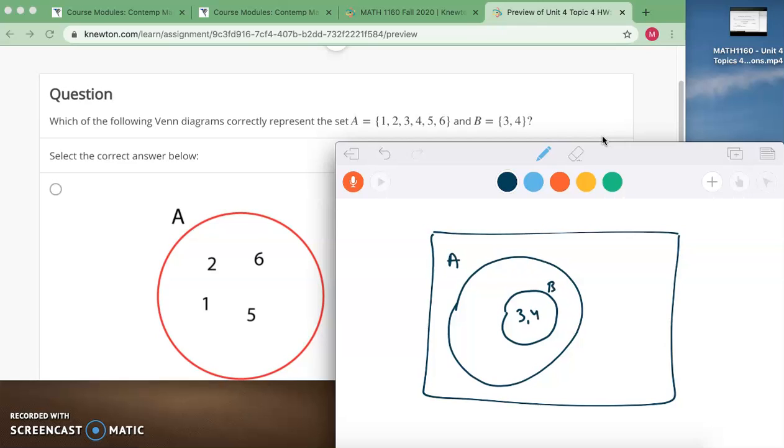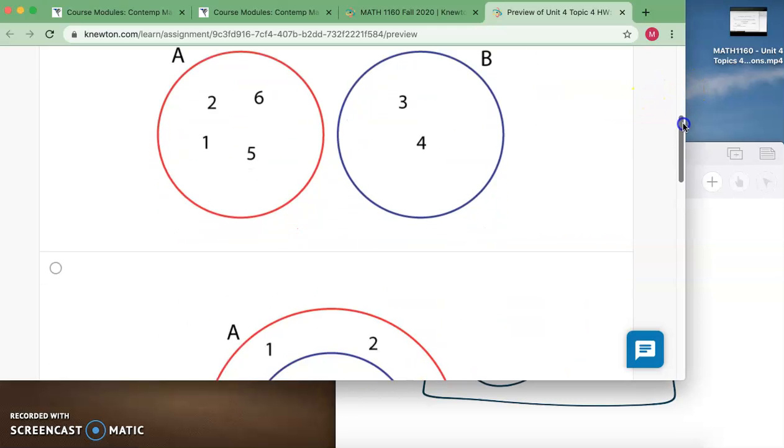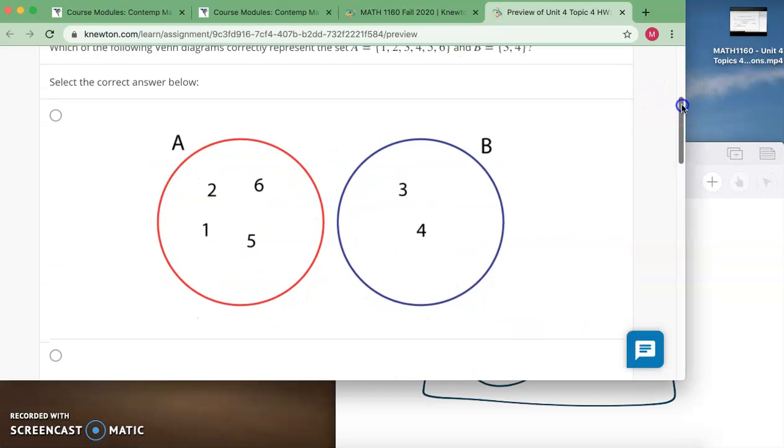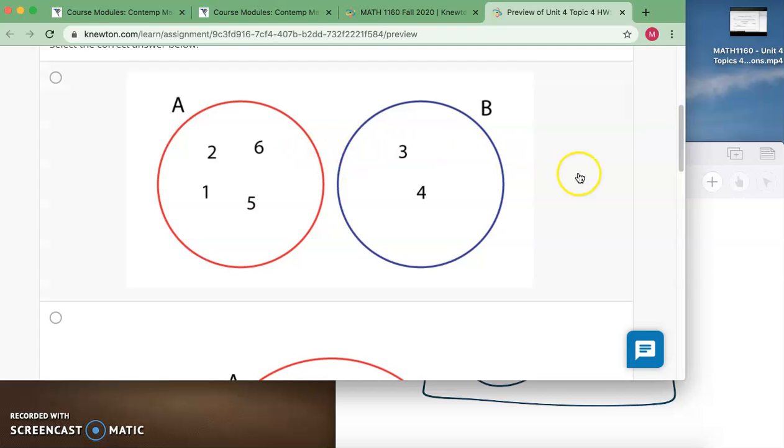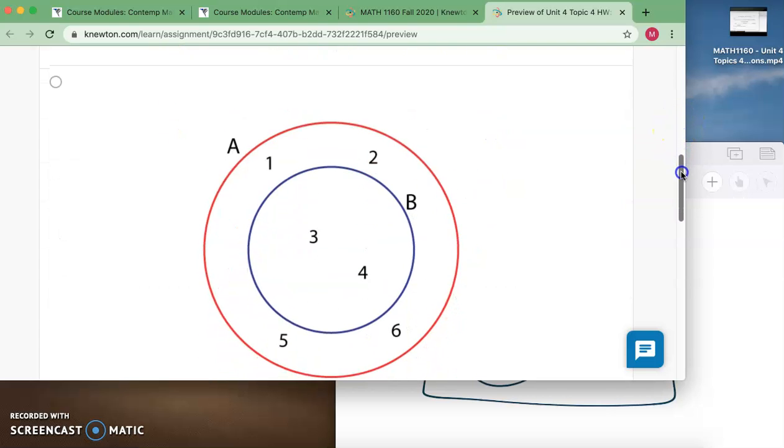And our A, we have the rest of those numbers, right? We have 1, 2, 5, and 6. Okay, so let's take a look and see what matches up with that, where B is a subset of A. Well, we know that's not the first one. There definitely shouldn't be any overlap. It shouldn't be a disjoint set.